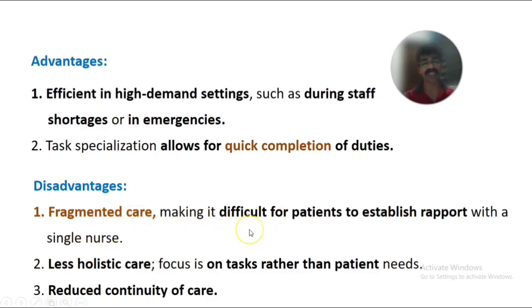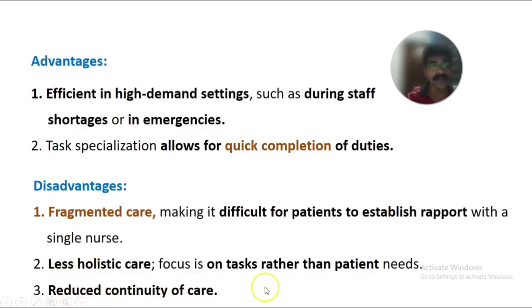The patient may have difficulty having good communication with a particular nurse. Then, less holistic care. As it is a single task care, there is no holistic approach. When you talk about the case method, I said it is a holistic method. A single nurse will give complete, total care. So here it is less holistic care. Focus is on task rather than the patient's needs. They are not bothering about the patient's different needs and problems. They come and finish only their nursing procedure. Thus it is less holistic care.